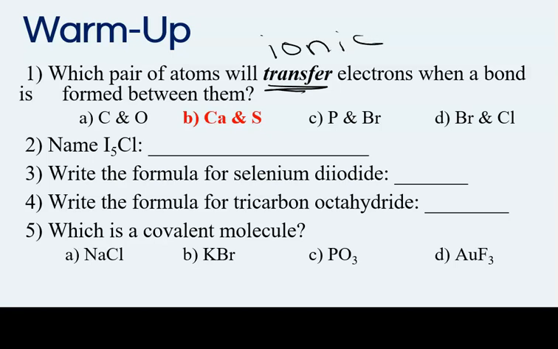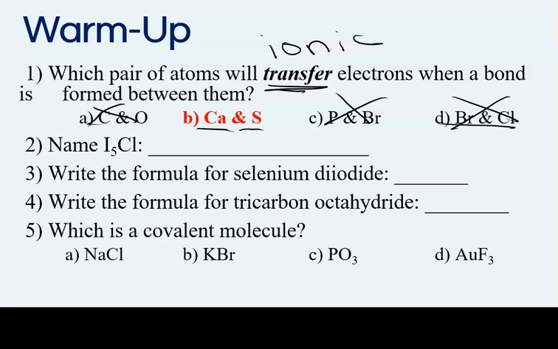This is a covalent bond because these are both nonmetals. Alright, calcium is a metal. Sulfur is a nonmetal. That's looking good. P and Br, those are both nonmetals, so that one's out. Then we've got bromine and chlorine. Both of those are nonmetals as well. So transfer of electrons is something we only see with an ionic bond.